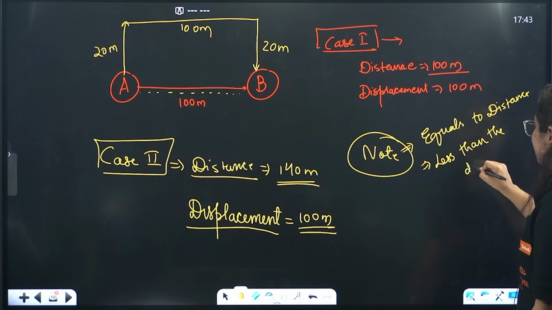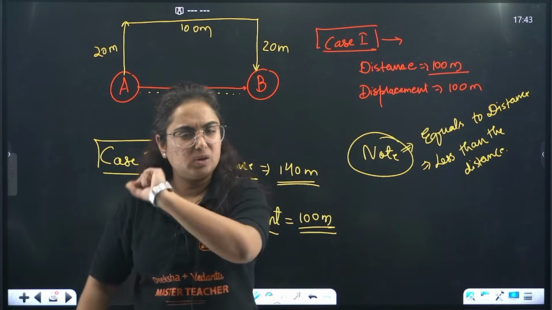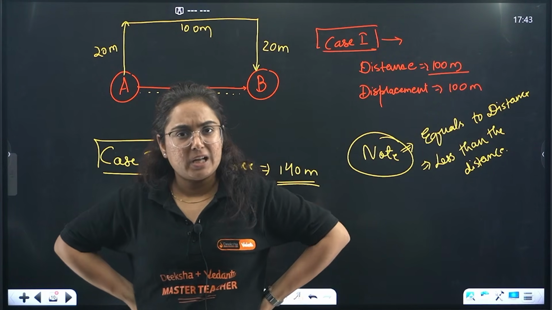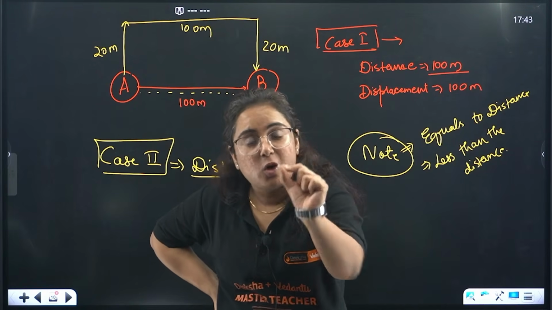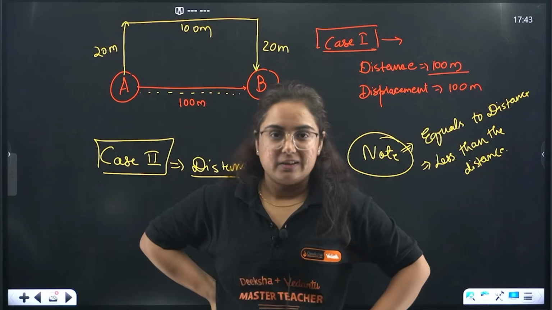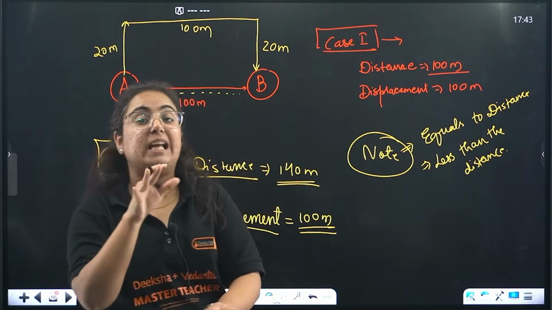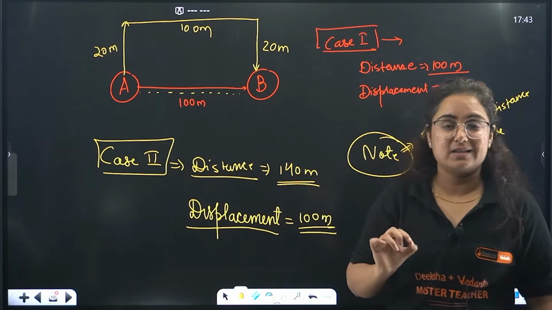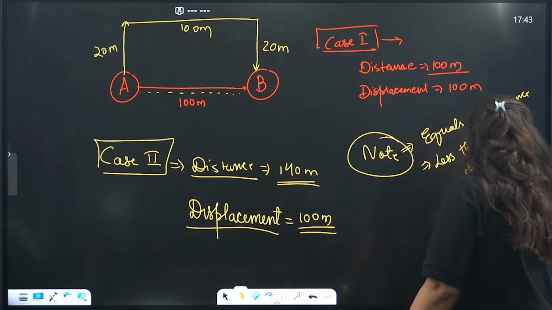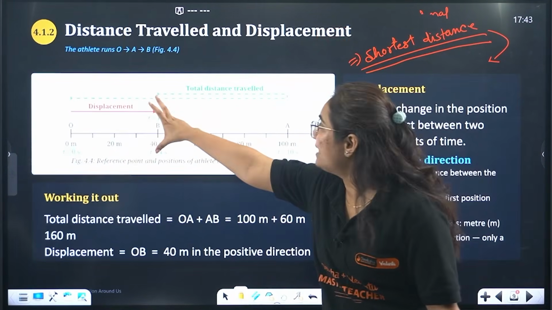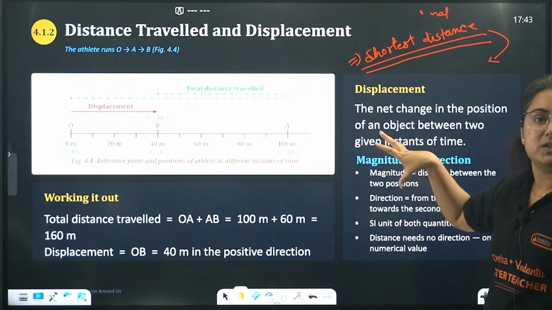One question to everyone watching me right now: can displacement be more than distance? Think about it. The definition of this word always contains the word shortest, and how can it be more? So it can be either equal to distance, or less than distance, but it cannot be more than distance. I hope this concept is quite clear to you, distance as well as displacement.